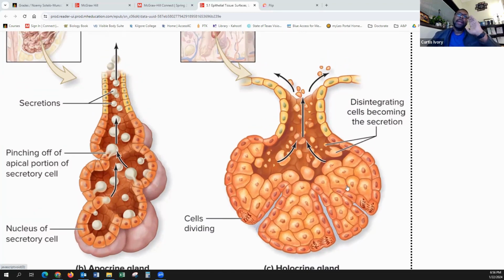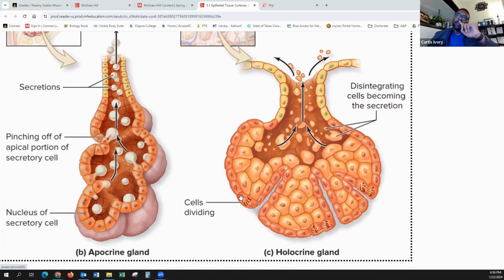So what's actually going to happen is that these cells at the very base are going to make more cells, and those cells essentially explode. That's what you're seeing here. You're seeing them dislodge, and then you're seeing them literally explode. So that's how your oil glands actually work. They're little explosions of cells, versus apocrine, which is just budding off of it.